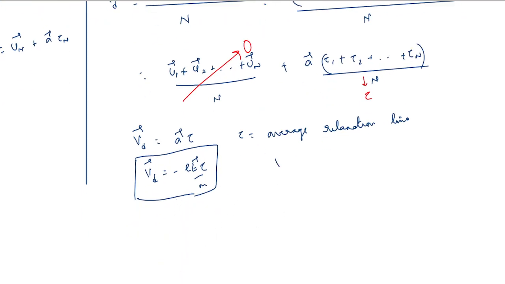In terms of magnitude, vd is equal to e E tau by m. As seen here, the drift velocity depends on a few factors. It depends on the electron charge, the applied electric field, because if the field is greater, electrons will move faster, and it also depends on tau and m. So this is the expression for drift velocity.